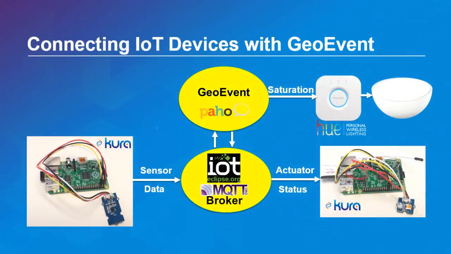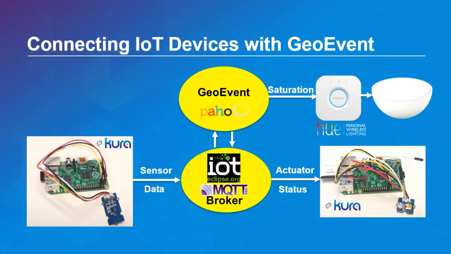Okay, so our demo follows that architecture. And we're going to use Raspberry Pis and the Philips Hue as the IoT devices. We're going to use the Eclipse IoT sandbox as the IoT integration platform. And we're also going to use the GeoEvent extension as the business application. We have a custom transport that's built on the library called Paho that communicates with the MQTT broker.